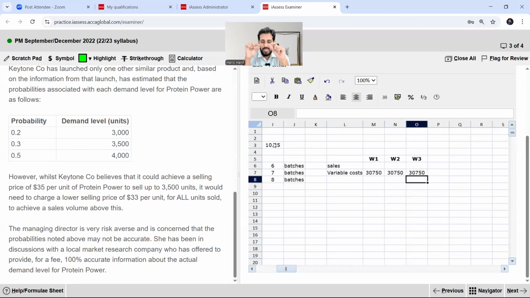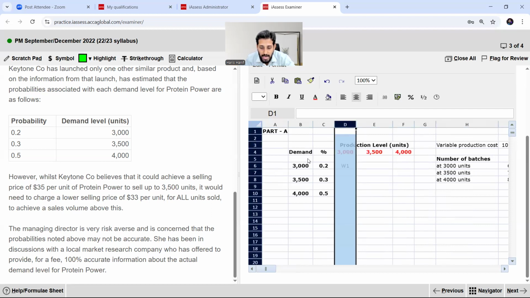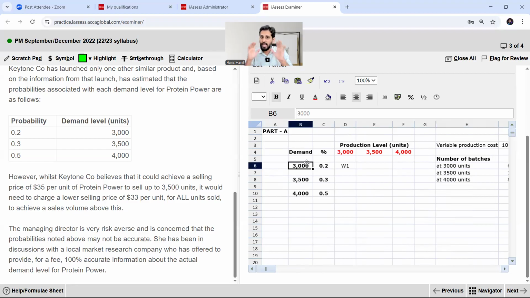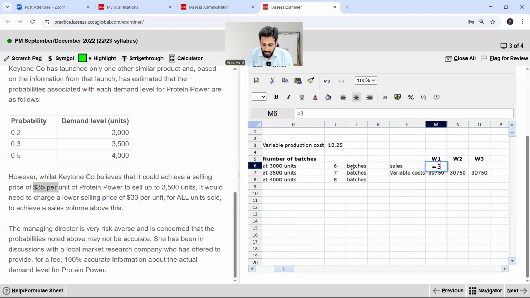In this working number 1, 2, 3, I got this thing. But see what is happening in working number 1. What is exactly the point being covered over here? I am producing 3000 units and there is a demand of 3000 units. So naturally, my selling price would be 35 per unit, right? Now see that 3000 multiplied by 35. So I got this sales and this is my variable cost, right? Sales and the variable cost.